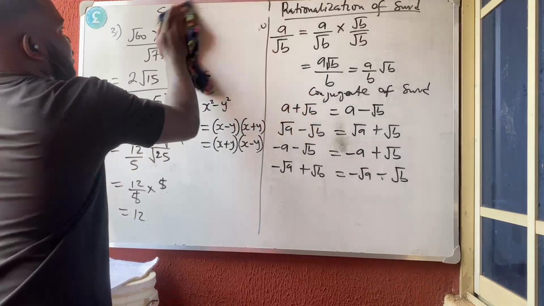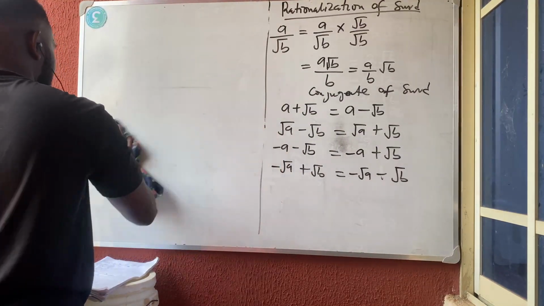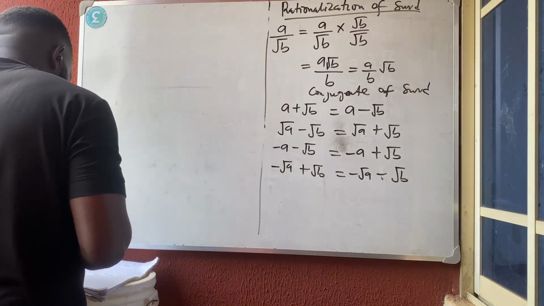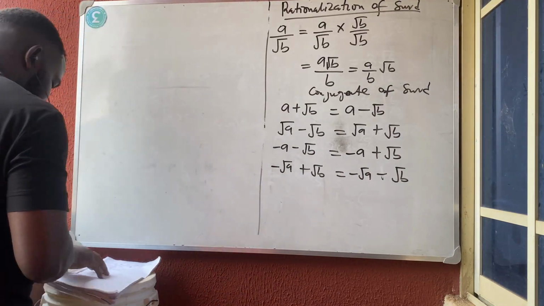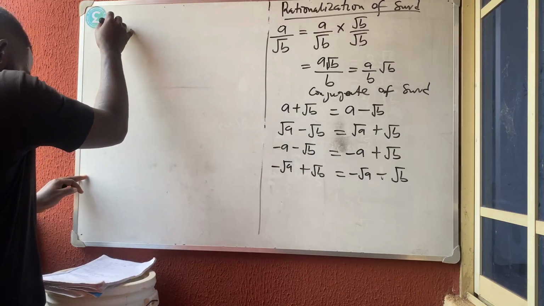I hope you will not forget. Okay, so let's solve rationalization of surds using the conjugate. The first question I'm going to solve is number 3.